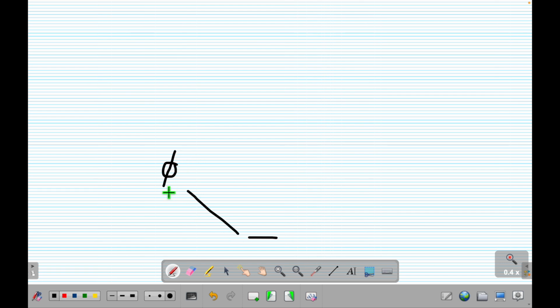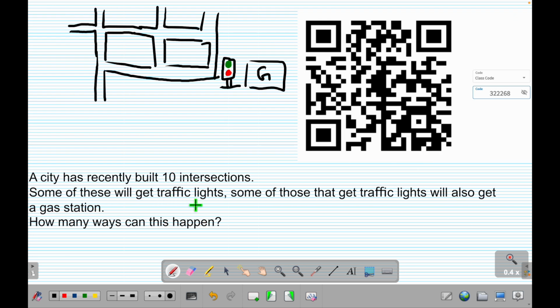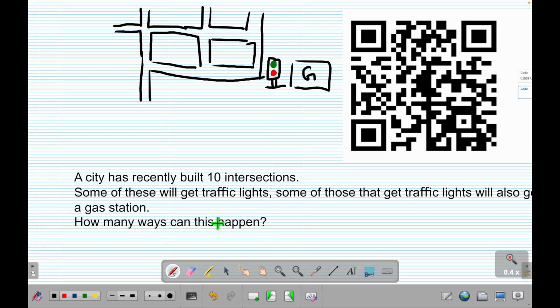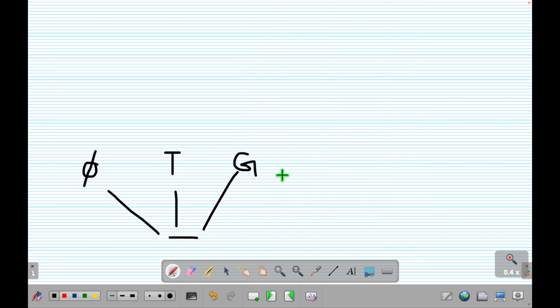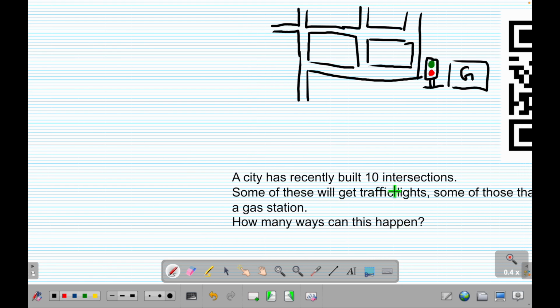And then some will get a traffic light, right? And then some of those who get a traffic light will also get a gas station. That means it's possible. Some only get a traffic light, and then some get both traffic light and gas station. So that means you have this tree: nothing, traffic light, and traffic light and gas station. I just call it G. So that means what? This is the first crossing. There are 10 intersections.